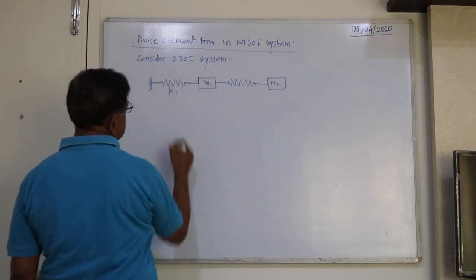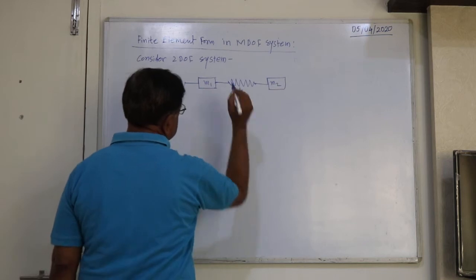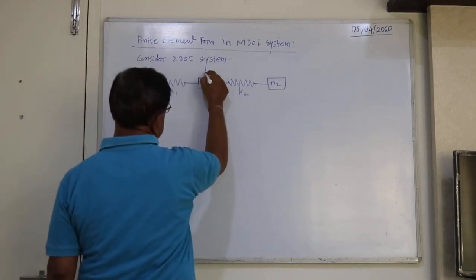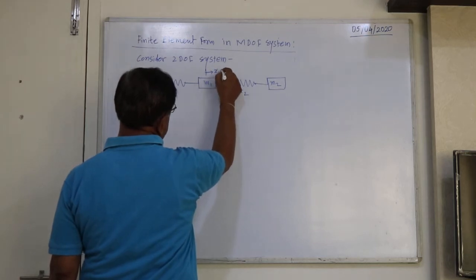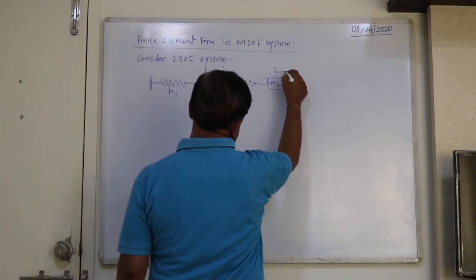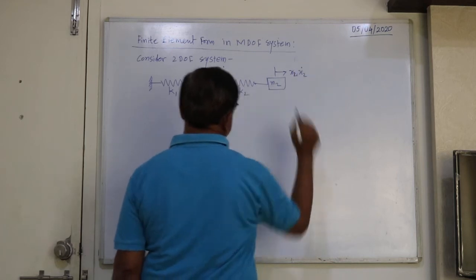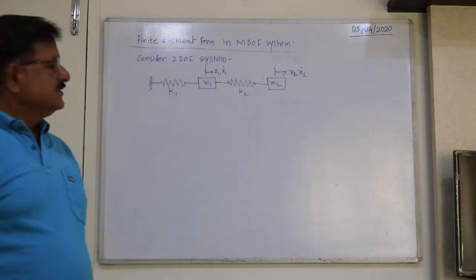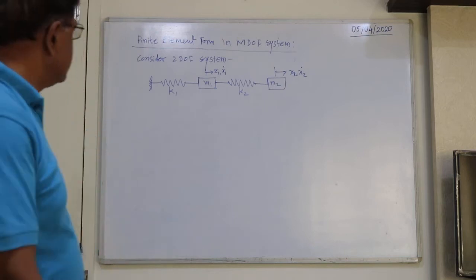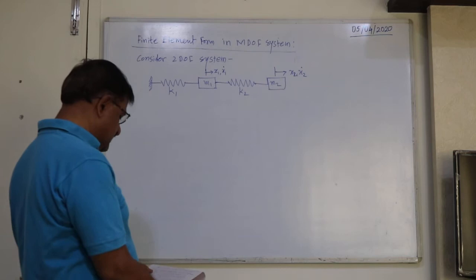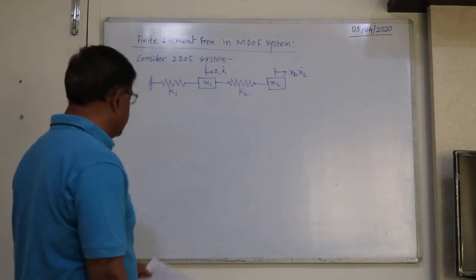Say the stiffness of this spring is K1, the stiffness of this spring is K2, and here the displacement is x1 and velocity x1 dot. The displacement of mass 2 is x2 and its velocity is x2 dot. So two masses means a two degrees of freedom system is considered here. Now the kinetic and potential energies can be obtained.